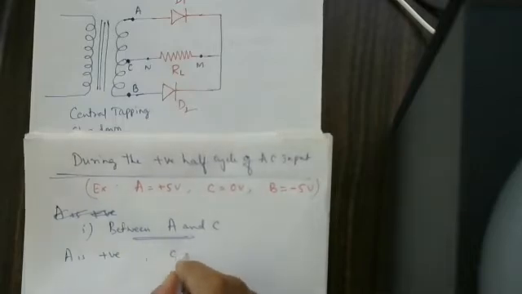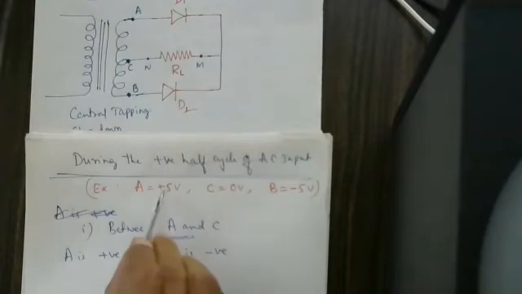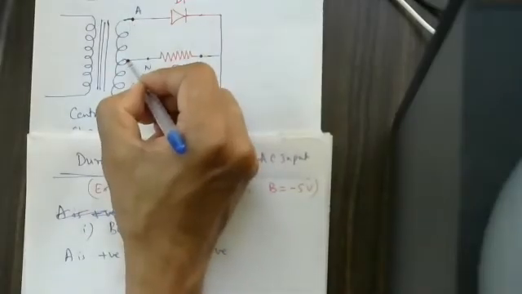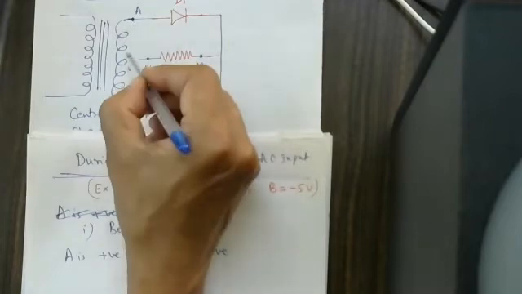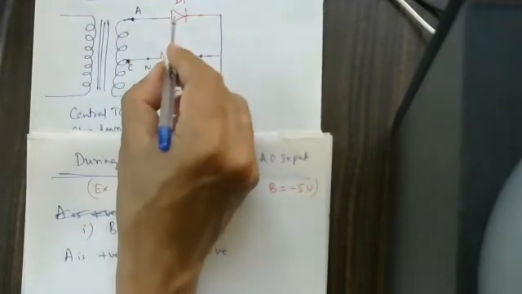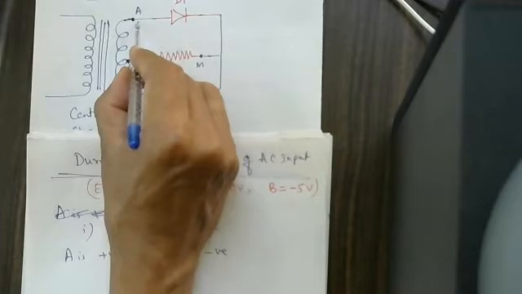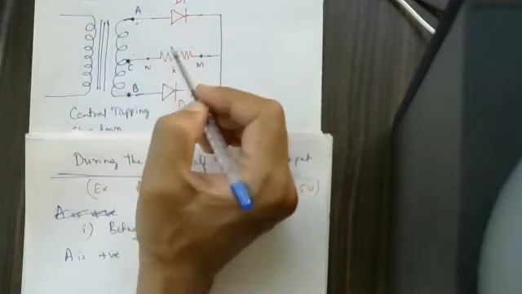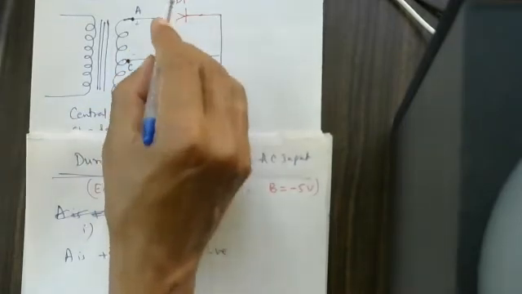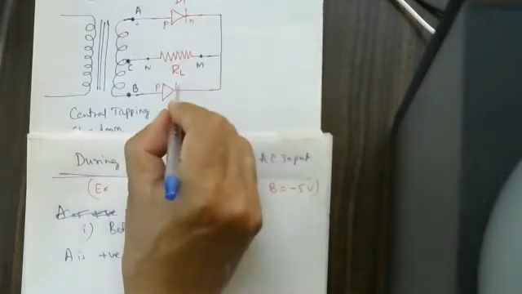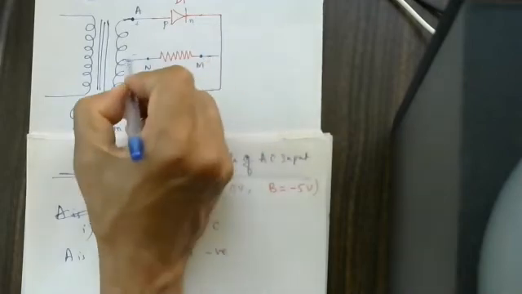C is negative. Compared to these two, A is positive, C is negative. If A is positive and C is negative, then P is connected to positive here. Therefore, this is the P variety and this is the N variety. P is connected to positive, N is connected to negative.